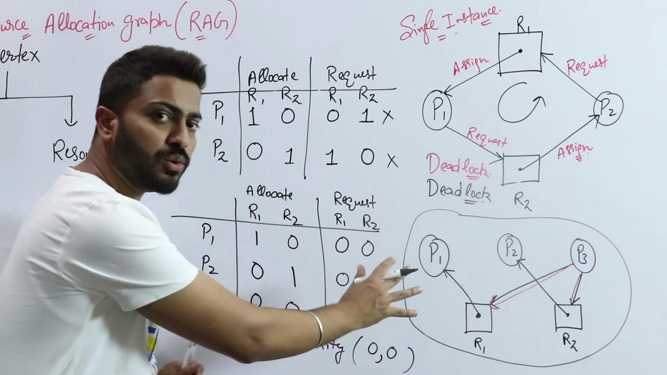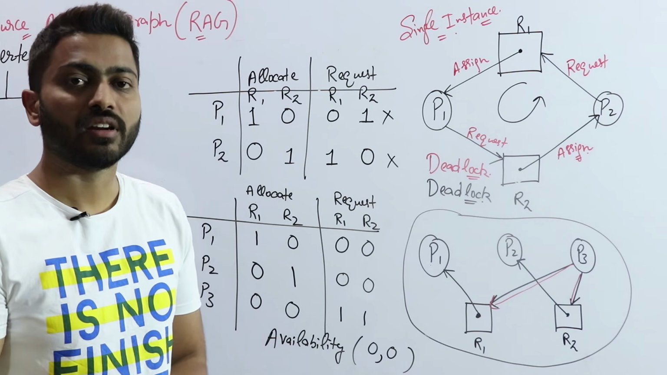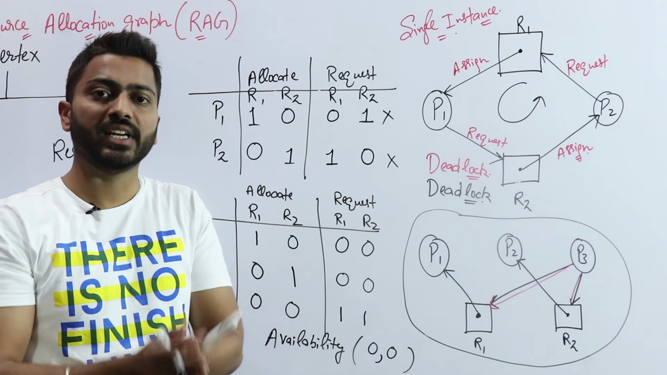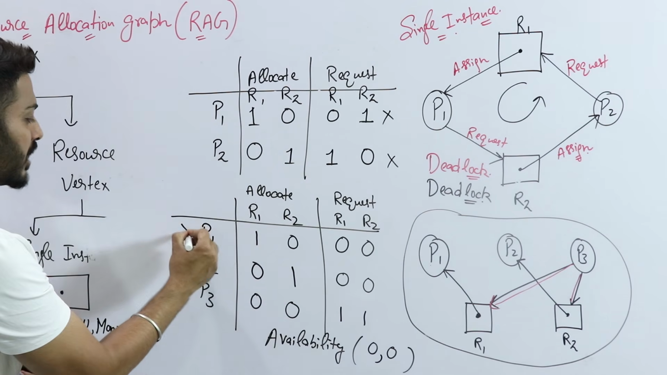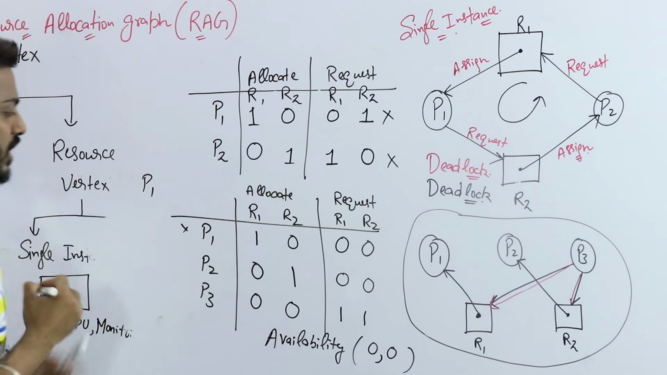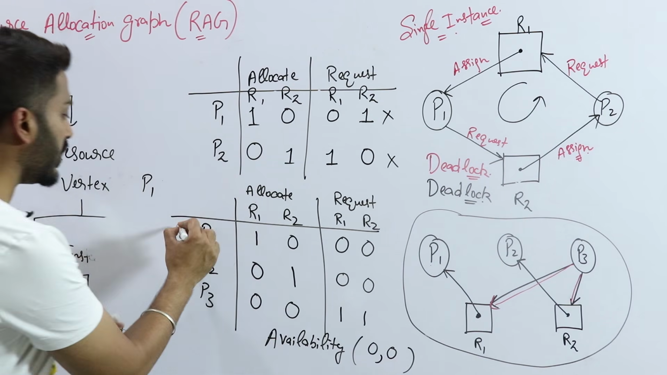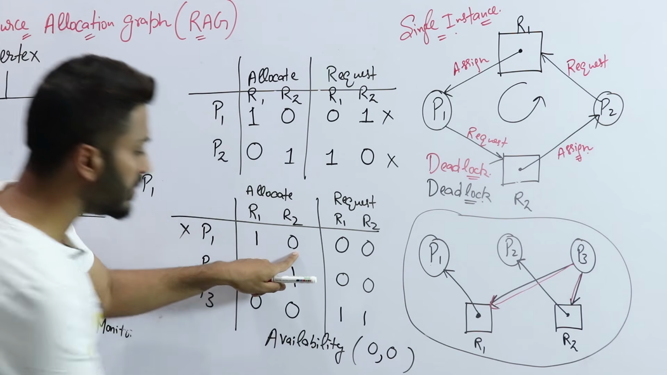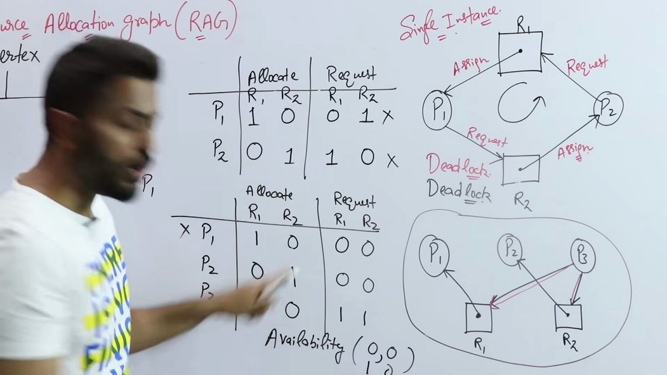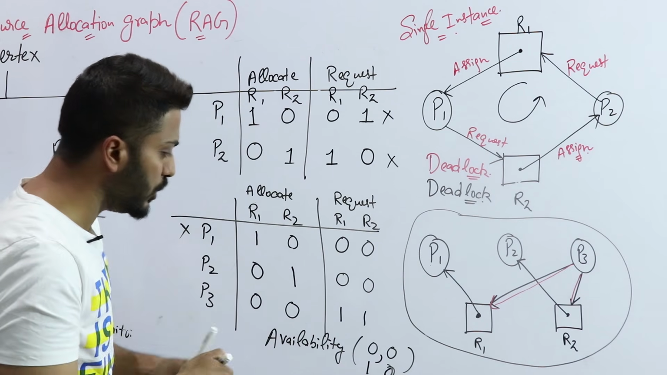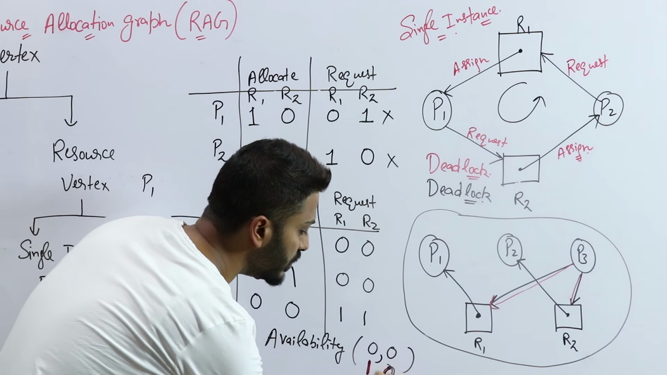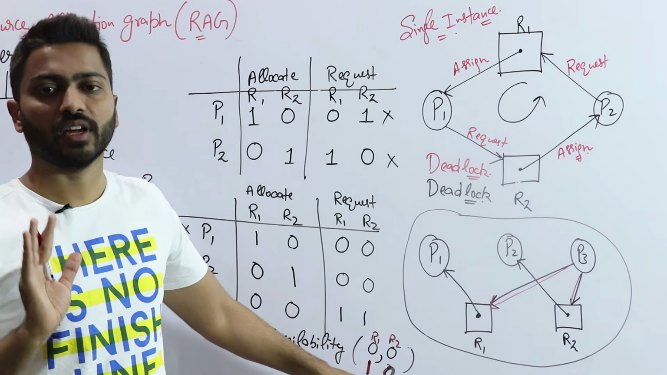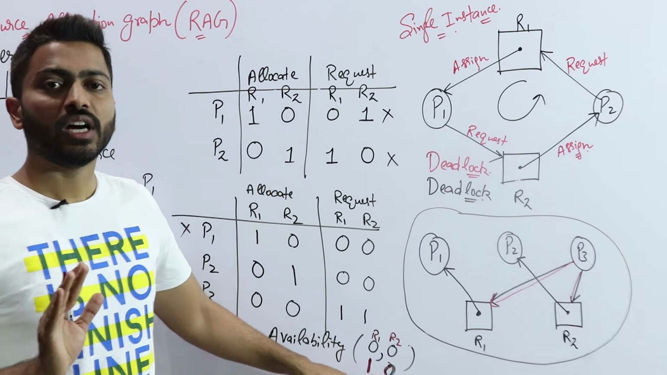And when it gets executed, it will terminate. We call it terminate. So when the termination is done, what will happen? All the resources will be taken back. So when P1 gets terminated, whatever resources P1 has will be taken back. So 1, 0. Now the new availability will be 1, 0, meaning I now have 1 of R1 and 0 of R2. This is the new availability here.